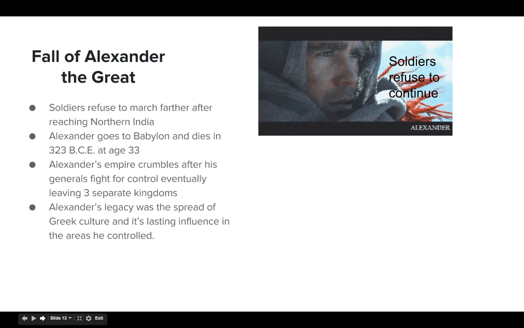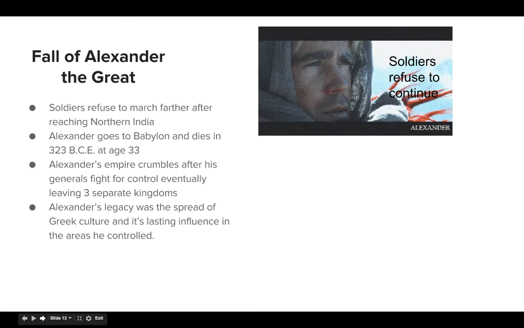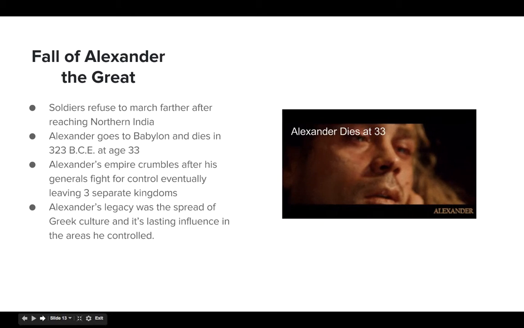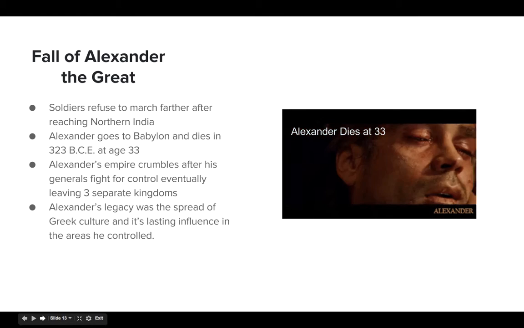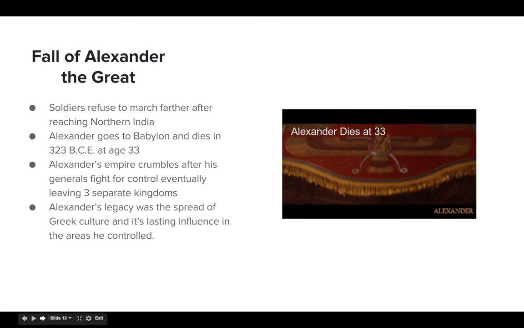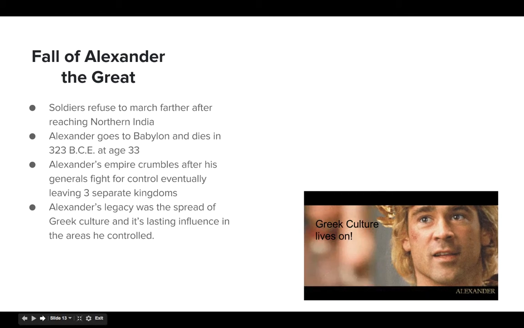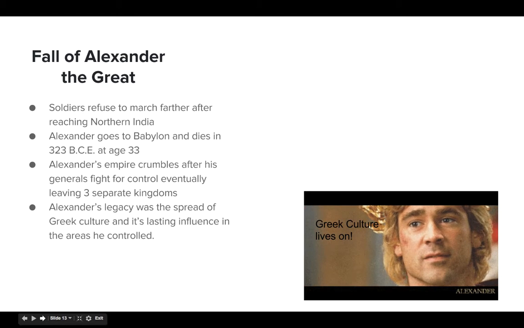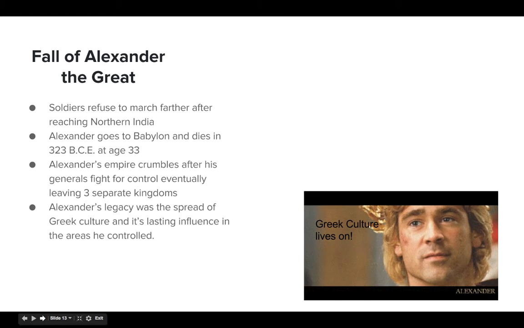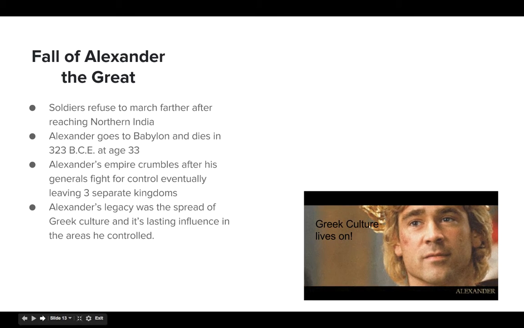So in the end, his soldiers refuse to continue once he gets to northern India. They don't have the gusto to move forward. Then what we see is he dies at the age of 33. He doesn't make it. He's young, and again, we don't really know how he died, but he did a lot in his short life. Then what we have is the fact that Greek culture lives on, and we see this throughout the areas that he conquered still to this day, as well as in modern day, and a lot of that has to do with how quickly Alexander was able to spread this culture.